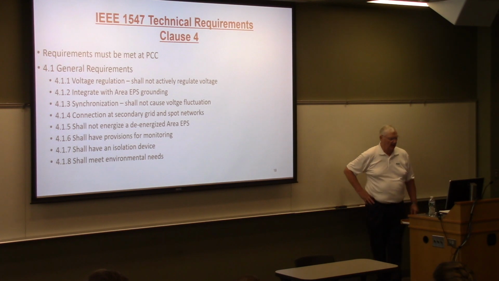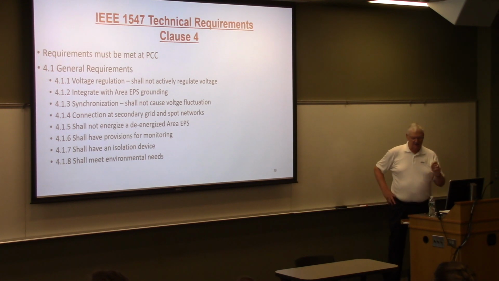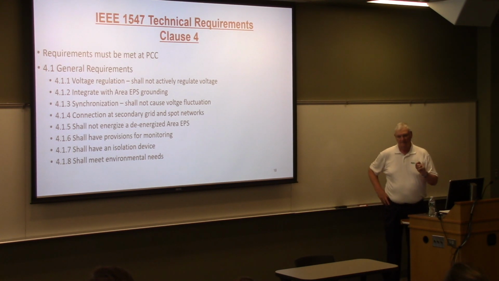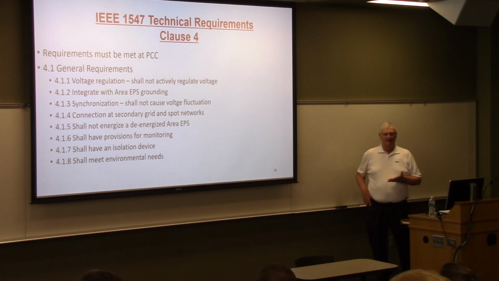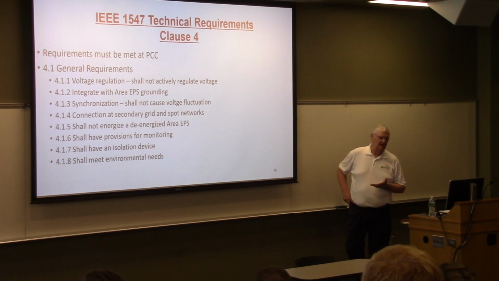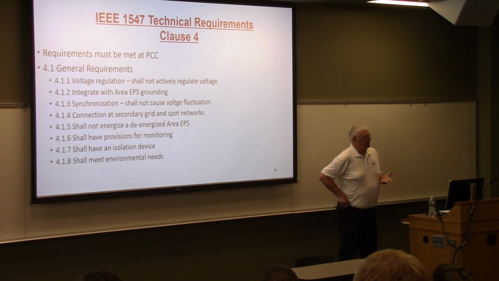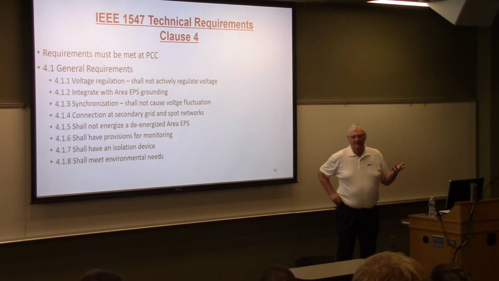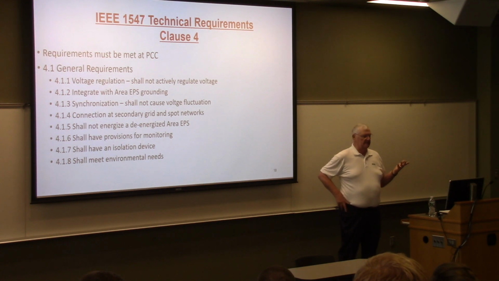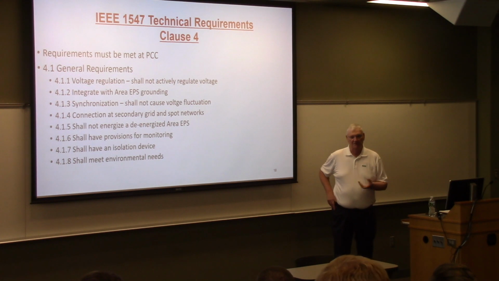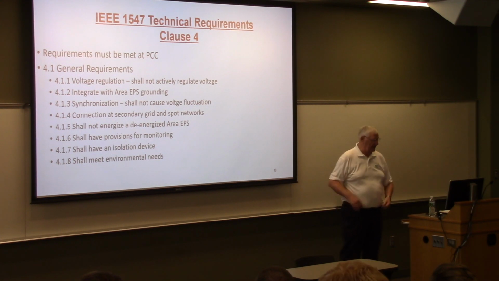The technical requirements. Initially, thou shalt not regulate voltage at the point of connection. And you can understand why. If you've got a system connected to the grid and you're attempting to regulate voltage, the grid operator has line regulators and capacitor banks that it uses to regulate line voltage in the system, and the two things start to fight each other.